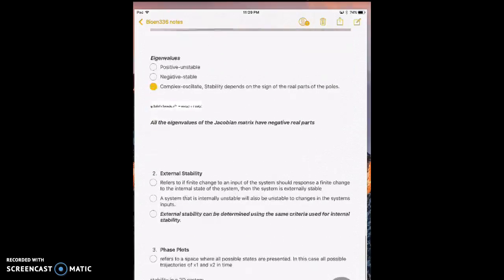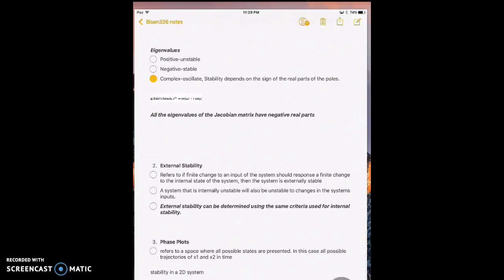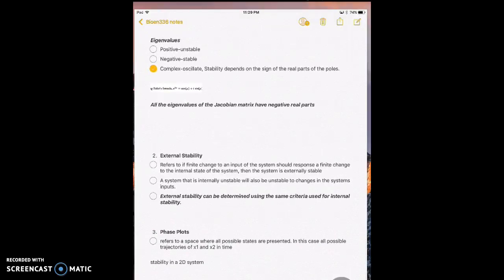so the system would oscillate. Another type of stability is external stability, and this shows that if a finite change to an element of the system happens, then the system should respond with a finite change to the internal state of the system. Then we can say the system is indeed externally stable. To determine whether the system is externally stable, we can use the same criteria as internal stability.